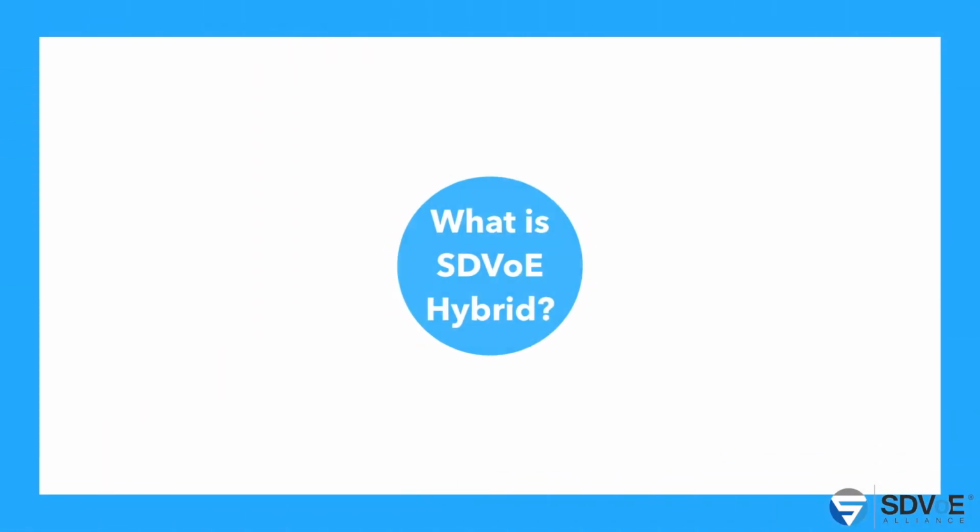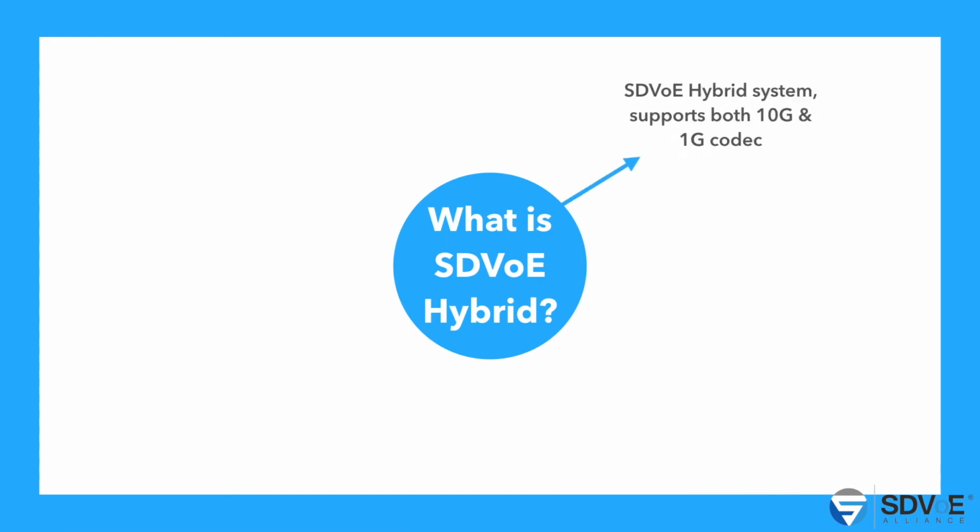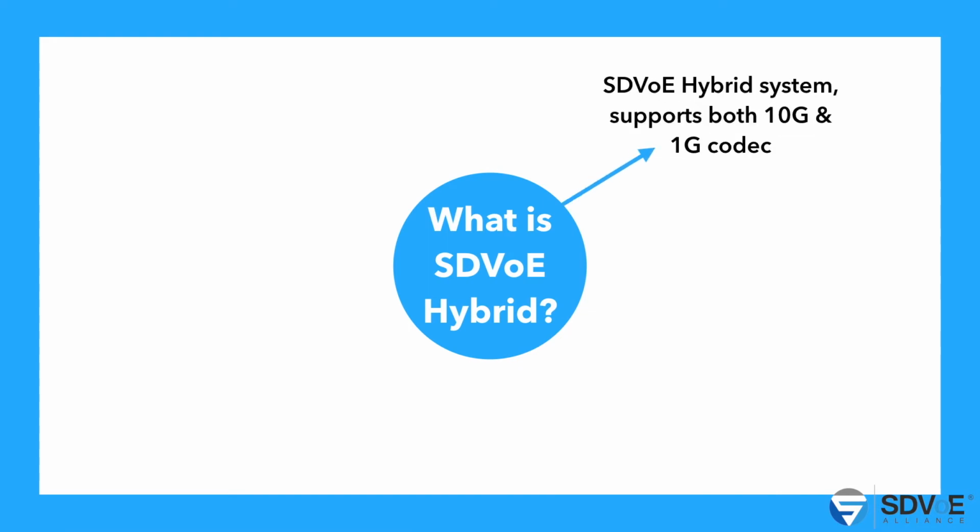So what is the SDVoE hybrid system? It means having the SDVoE 10G codec and the 1G codec in a single box, so you don't need to think about which one to go with. You have both options available in a single box. On the 10G side you have SDVoE, and on the 1G side you have H.264, 265, JPEG 2000, Dante, and some other options.